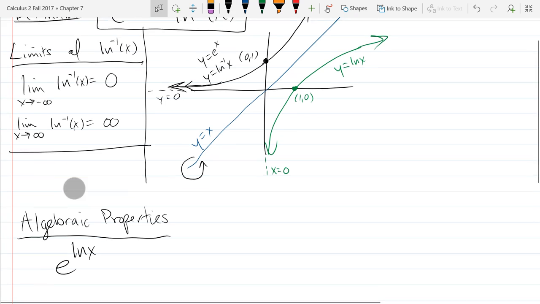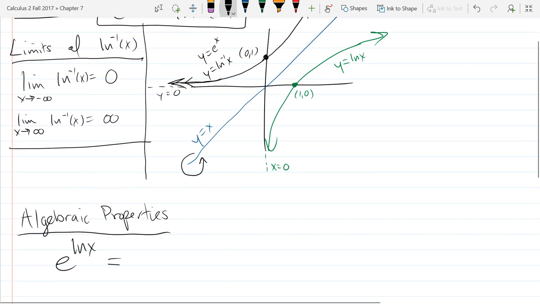So our first one, we'll look at what is e to the ln of x. You might have remembered this from pre-calculus class. Anybody remember what this reduces to? e to the ln x. All right, so let's pretend that you didn't remember what it is.